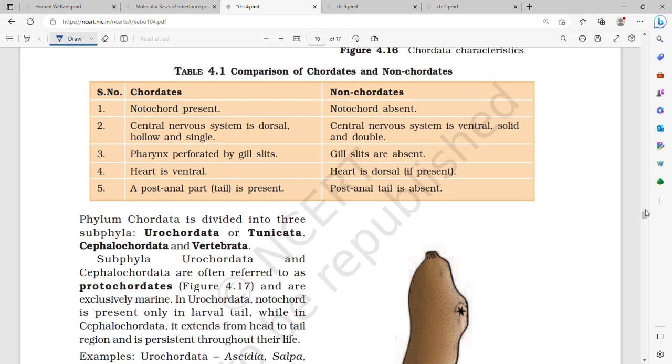In chordates, notochord is present. In non-chordates, notochord is absent. In chordates, the central nervous system is dorsal, hollow, and single, whereas in non-chordates, it is ventral, solid, and double. Pharynx is perforated by gill slits in chordates. Gill slits are absent in non-chordates. Heart is ventrally present in chordates, whereas in non-chordates it is dorsal if it is present, for example in Arthropoda.